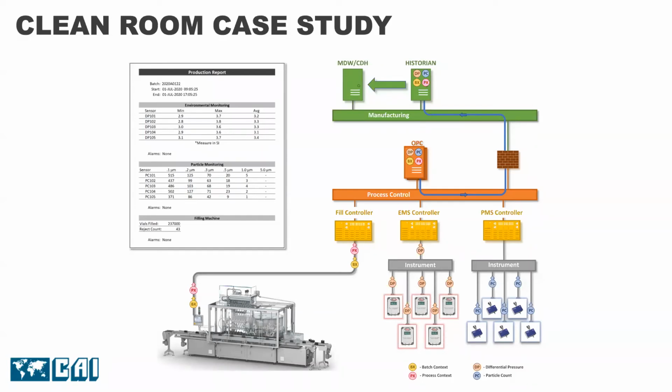We can do the same with the differential pressures and the particle counts. When the processing equipment is not in use, we can capture those alarms and store them in an out of use context in the contextualized data historian. We can easily produce a single report for the processing equipment in the room and include both the DP and particle count values, as seen on this example.